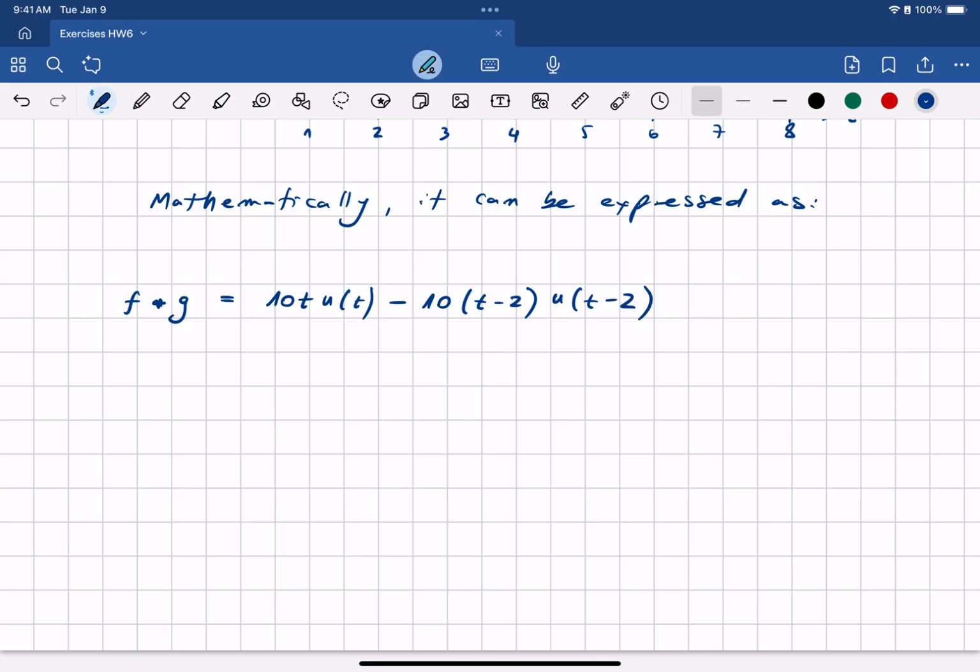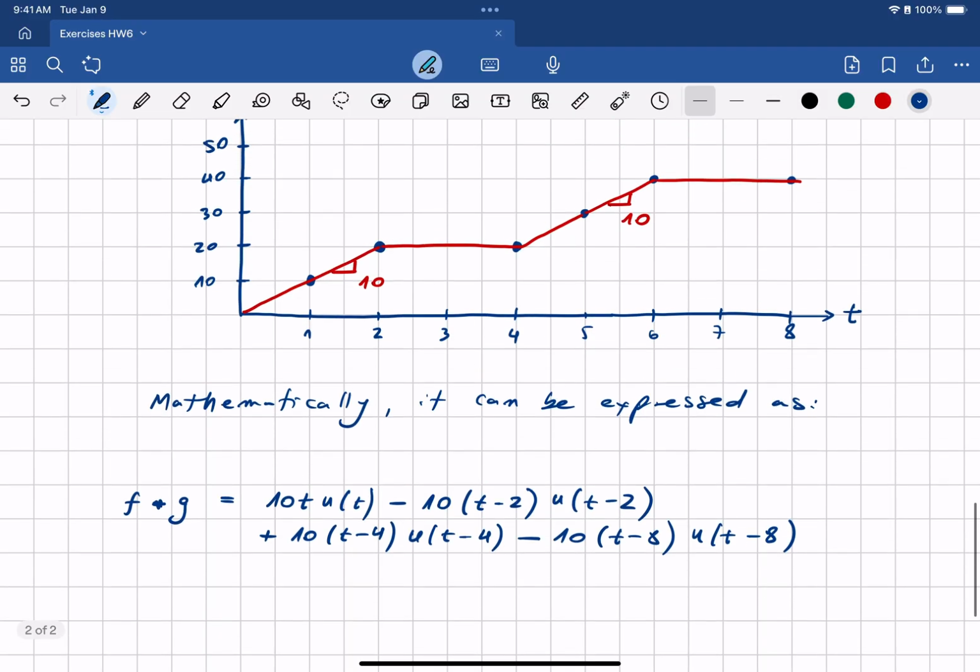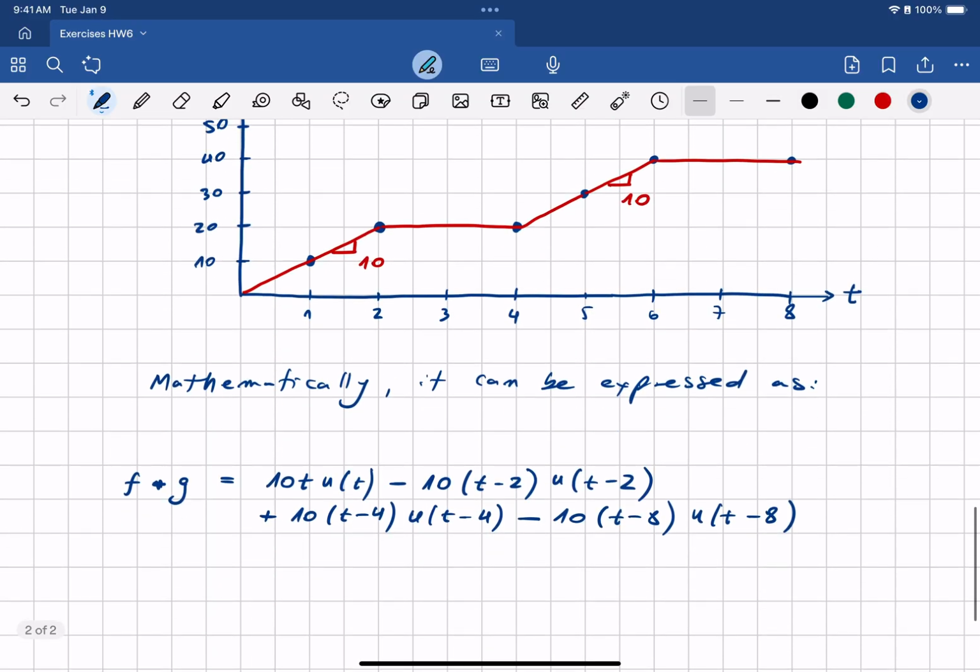right? And then we have another ramp activated at t equals 4. So 10(t minus 4) u of (t minus 4), and plus, in this case negative, right, minus 10(t minus 8) u of (t minus 8). So at that point we don't have any more increase in the convolution.